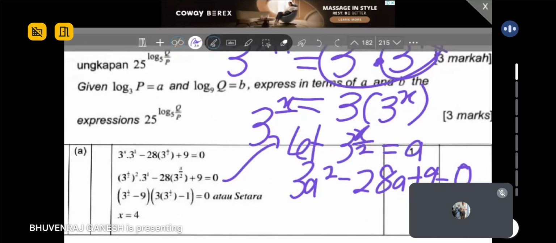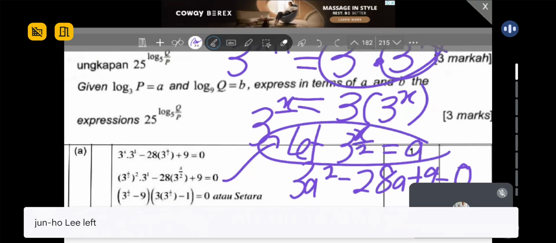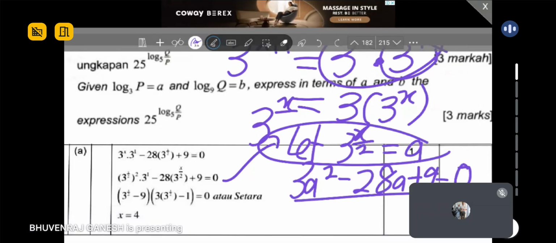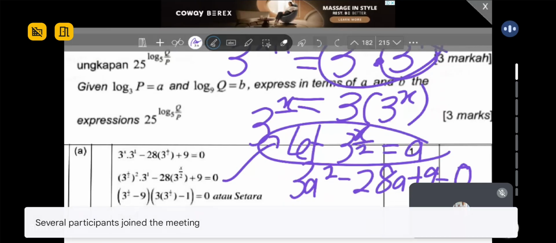Kat sini mereka buat secara pantas lah. Mereka tak buat anggapan ni. They never do this assumption in the mark scheme. Tapi kamu buat macam ni pun boleh. This one also can. Okay, no problem.